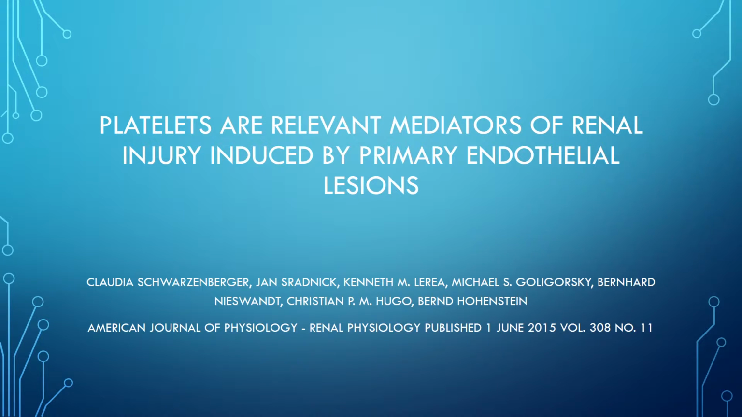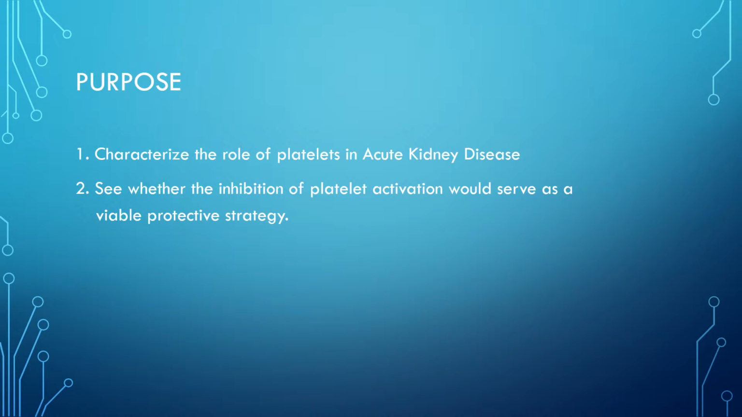Now let's look at my paper. The title of my paper was Platelets are relevant mediators of renal injury induced by primary endothelial lesions. It was written by Schwarzenberger et al. and was published by the American Journal of Physiology. Let's first look at the purpose of my paper. They had two purposes, which was to characterize the role of platelets in acute kidney disease, and they wanted to see whether the inhibition of the platelet activation would serve as a viable protective strategy for future diseases.